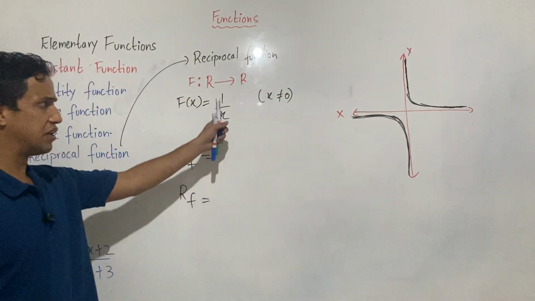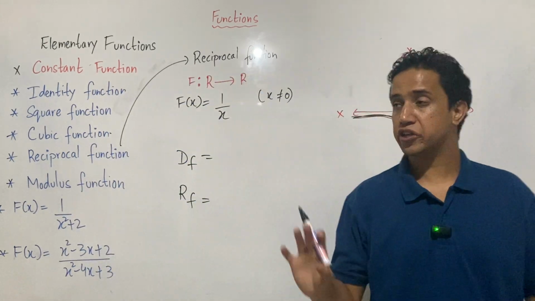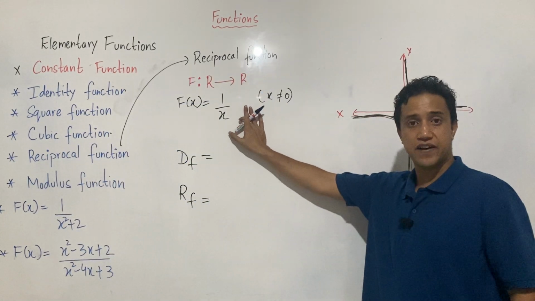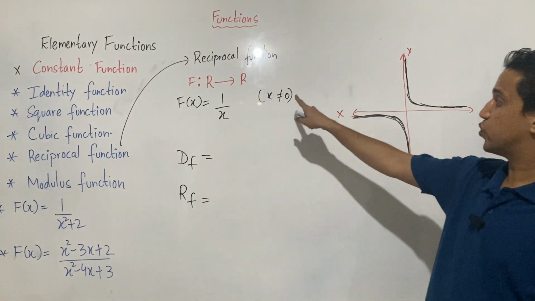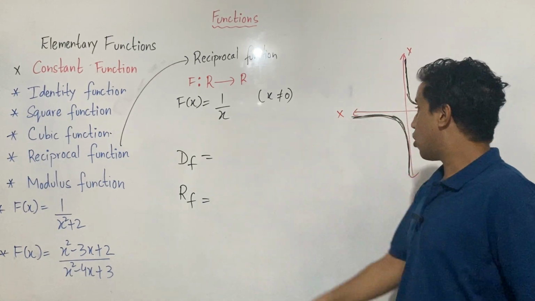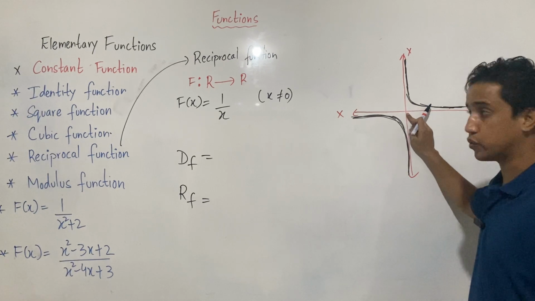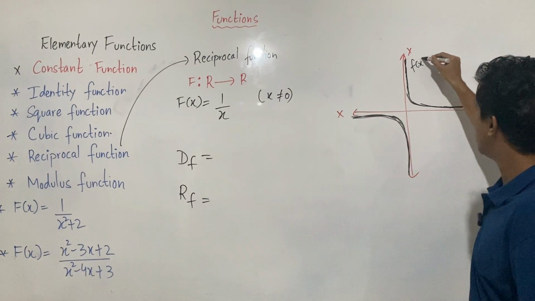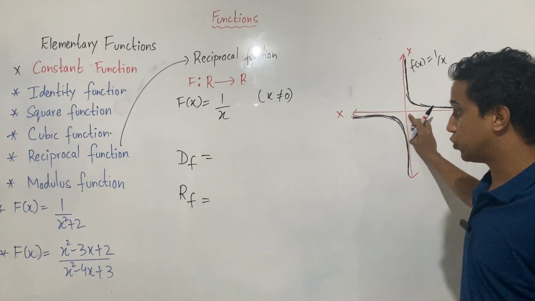Why? Because the moment you do that, your function is going to be not defined, right? Because we cannot define 1 by 0. So we cannot take x equal to 0. Now see here, this is f(x) equal to 1 over x. So this function is not defined for x equal to 0.